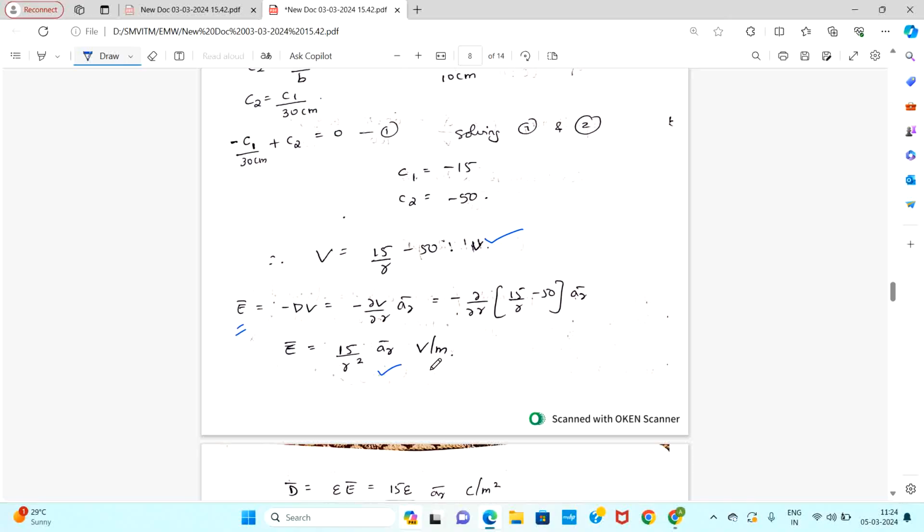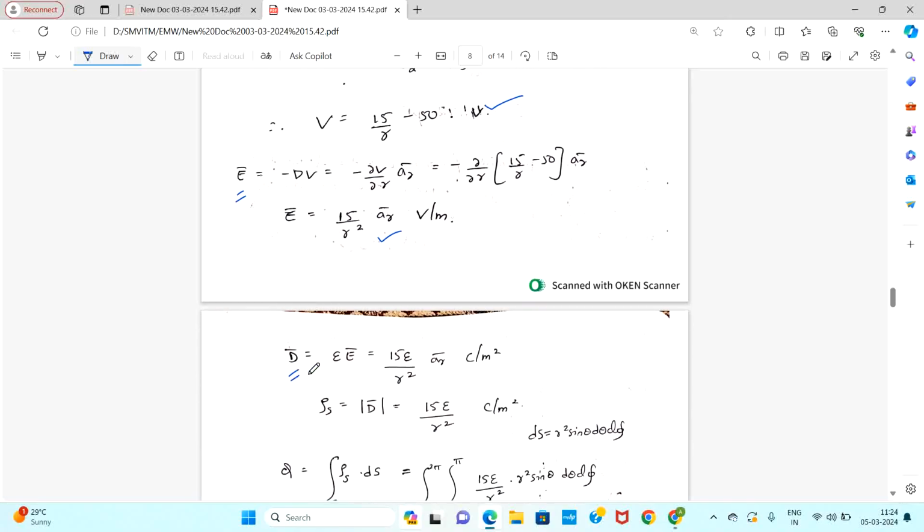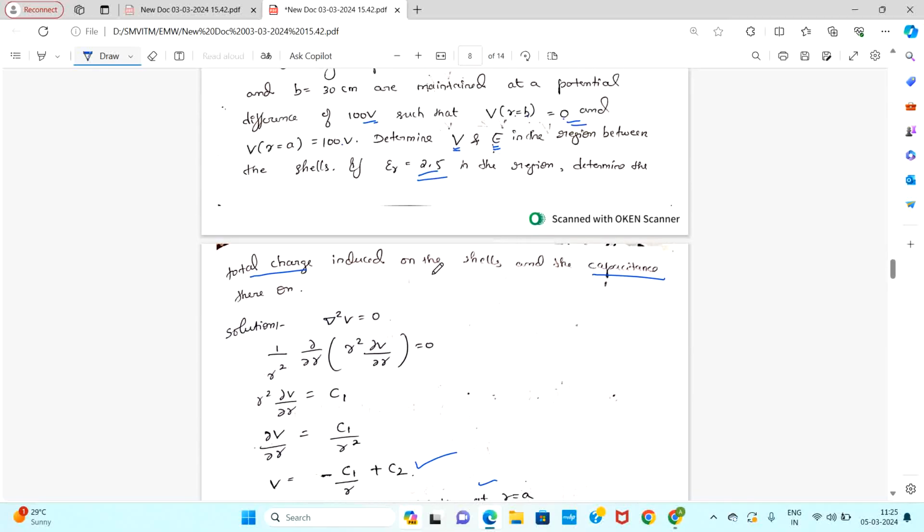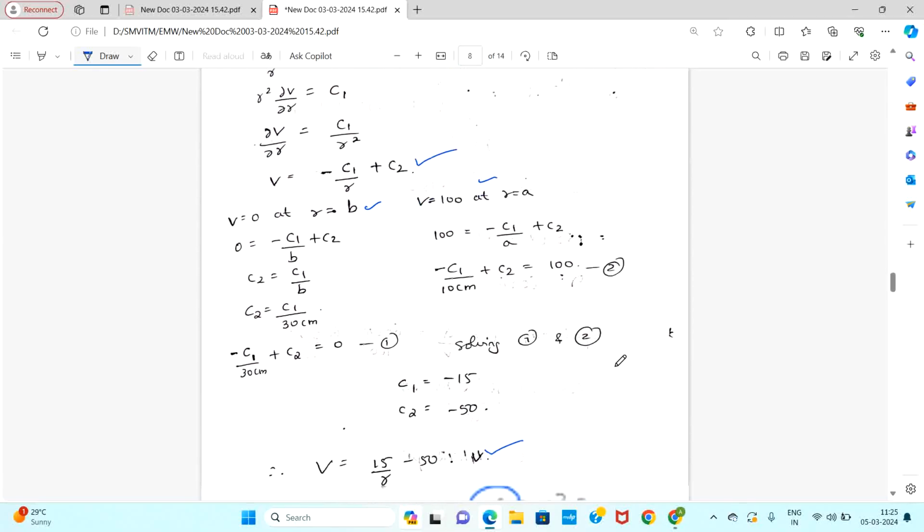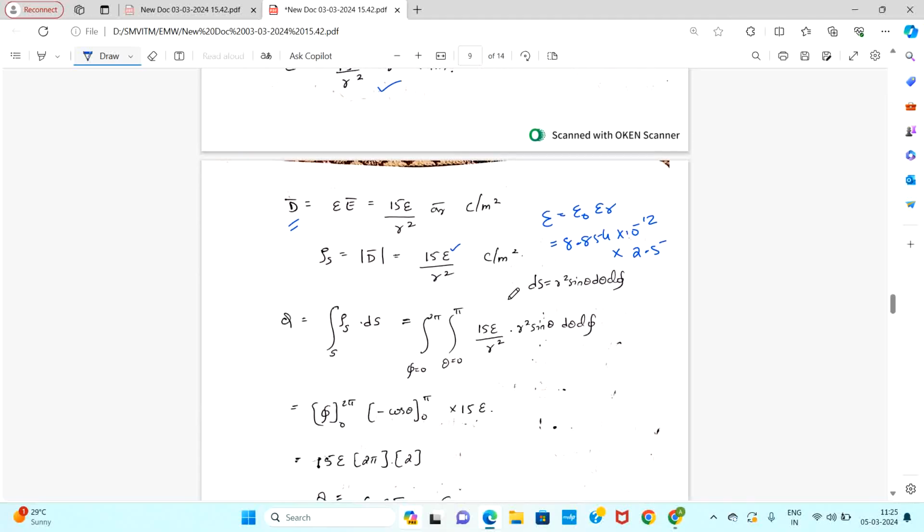Next, they asked you to find charge. To find charge, first calculate D. In this case, they have given the value of epsilon R, so you can substitute that value. You can substitute epsilon as epsilon naught into epsilon R. The epsilon naught value, you know, is 8.854 into 10 power minus 12, and epsilon R is given as 2.5 in the question. You can substitute those values and simplify it. That will give you rho S.